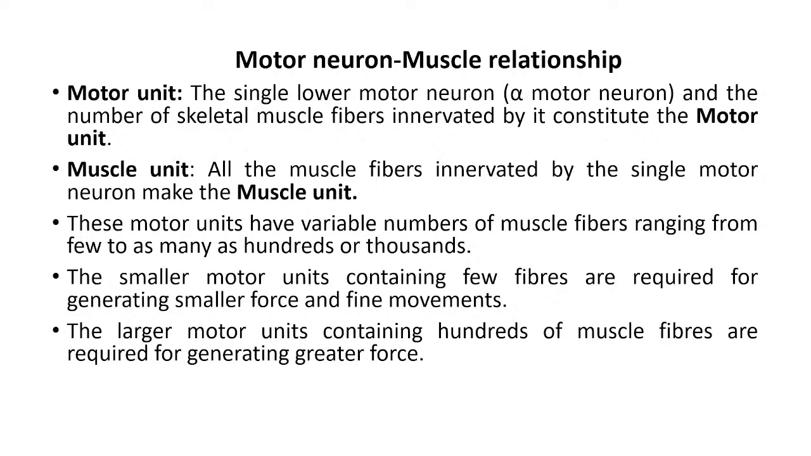Because they are the common final pathway to execute the movements through the skeletal muscle. So there is a definite relationship between a single motor neuron and the muscle fiber it innervates. This relationship is called the motor neuron muscle relationship. In this relationship, the unitary concept is called the motor unit. So what is a motor unit? The single lower motor neuron, mainly the alpha motor neuron, and the number of skeletal muscle fibers innervated by it makes a motor unit. Got it?